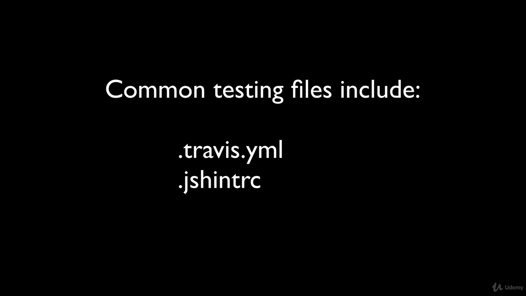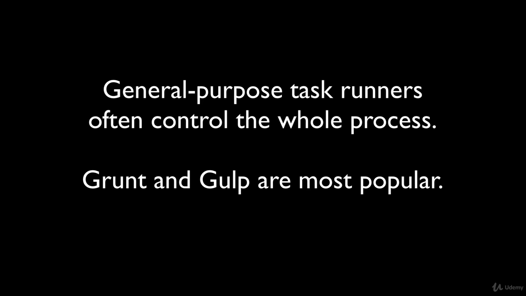Similarly, if the project is using a JavaScript linter such as JSHint, you may see another hidden file, a .jshintrc file, which configures the JavaScript linter in various ways. All of these kinds of tasks, JavaScript linting, test running, CI/CD operations, are often controlled by a general purpose task runner. The two most popular task runners are Grunt and Gulp. Accordingly, it's quite common to see Grunt files and Gulp files inside of Node.js projects.